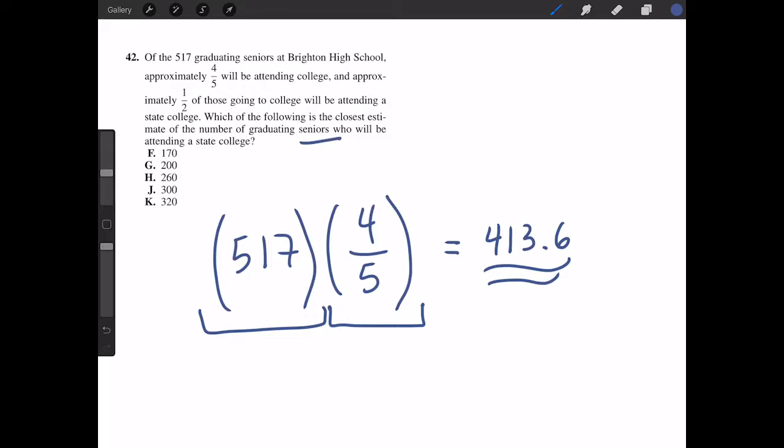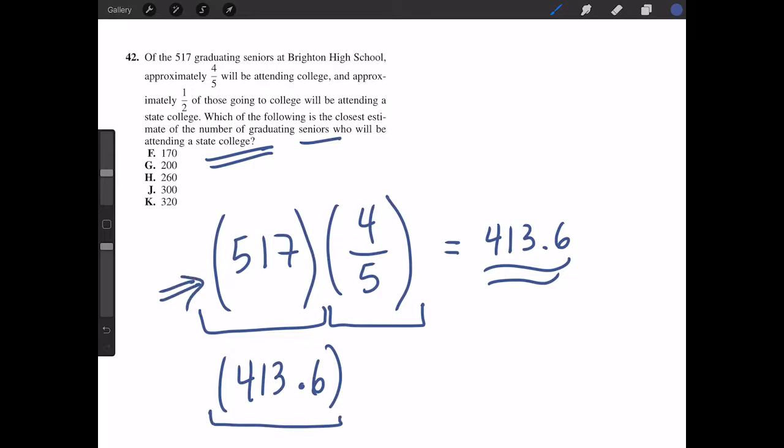They want us to know how many seniors will be going to a state college. So now we take the 413.6, that's the number of seniors out of the total that will be going to college, multiply that times 1/2, or times 50%, or times 0.5, they're all equivalent. Depending on what you use, you have to know how to key that into the calculator. In this case, we simply multiply 413.6 times 0.5, or times 1/2, and we get a total of 206.8.